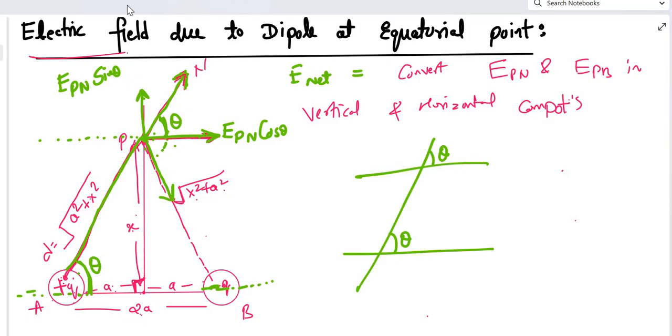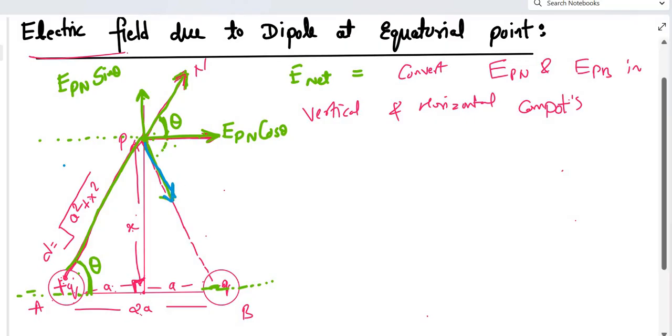Now let me divide EPB into two parts. I will be using blue color to show you here. So this is EPB, right? This was the direction of EPB. It can be divided into two parts. What should I use, cos or sine? See, suppose this is theta. Listen carefully. If this is theta, this will also be theta, right?